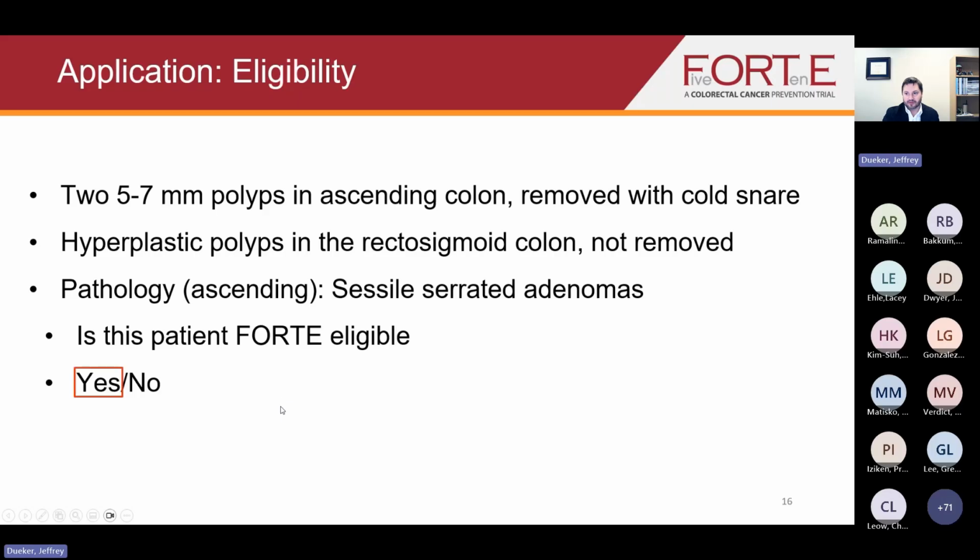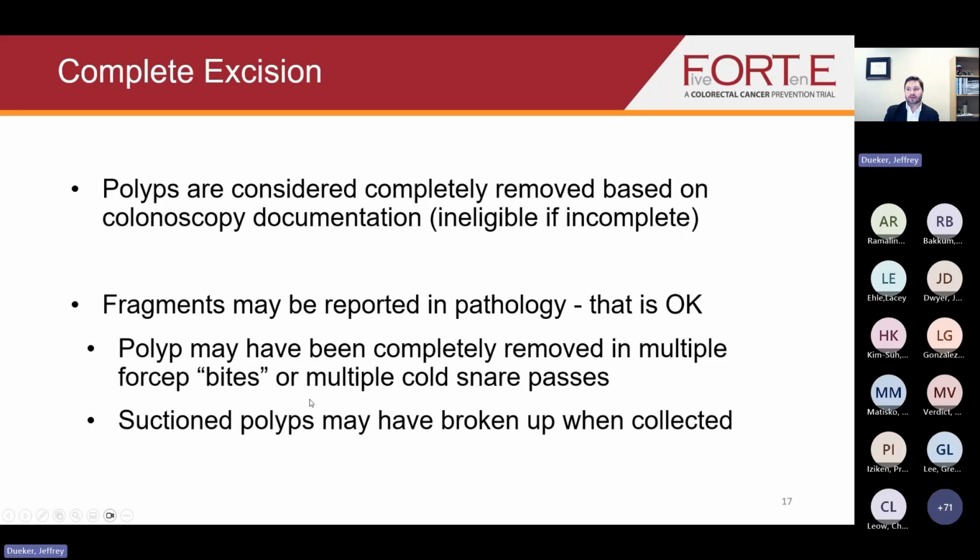You guys got it now. So in this case, yes. The hyperplastic polyps in the rectum and sigmoid, if they're small, do not exclude you, and they have 2 sessile serrated adenomas confirmed on path, both less than 10 millimeters. Good. All right. So let's talk about complete excision.